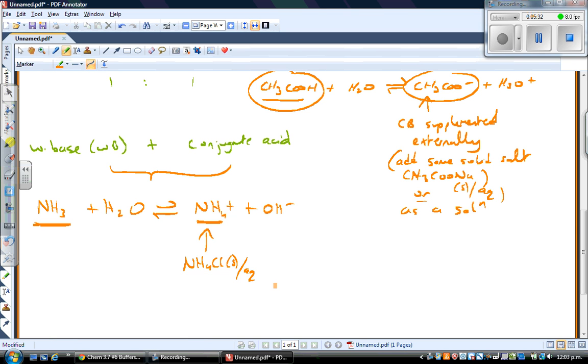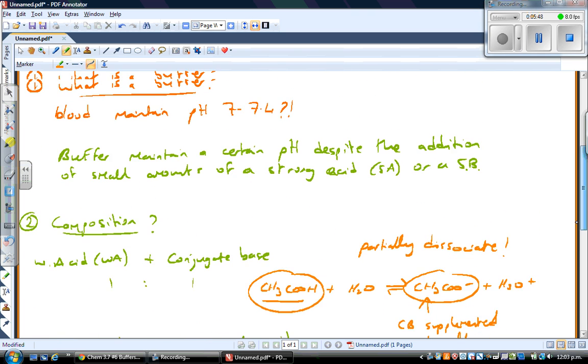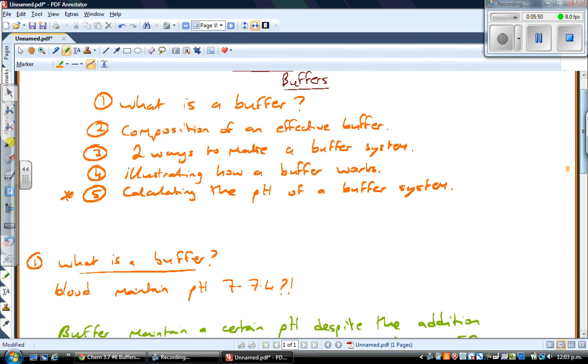So that's what the exam questions tend to get at, is how much of the conjugate base or conjugate acid needs to be added in order to get the pH of the buffer system that you require. So we'll come back to those questions later on in the video. So that's the composition. So we've done what is a buffer. We've looked at the composition of an effective buffer. Two ways to make the system. I was just alluding to it right there.